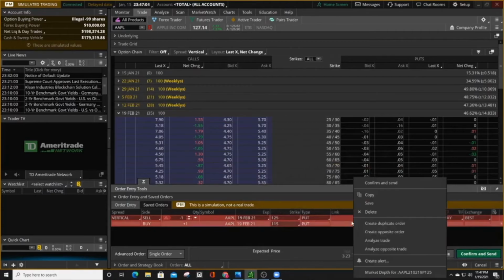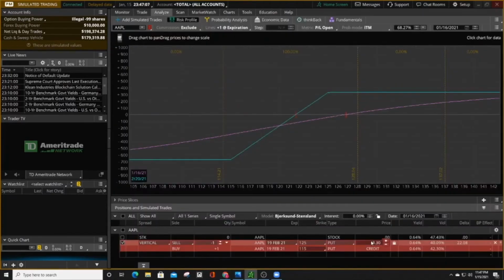And also, I think the graph will help us analyze this further. Break-even point at 126. So as the price goes up, you start making money up to a maximum of 330. It doesn't matter, even if the stock price goes beyond 125, the maximum you'll get is 330. But if the trade goes against you and it starts dropping, then you start losing money, and the maximum you will lose is 670. So even if the price goes way below 115, that's the maximum you will lose.